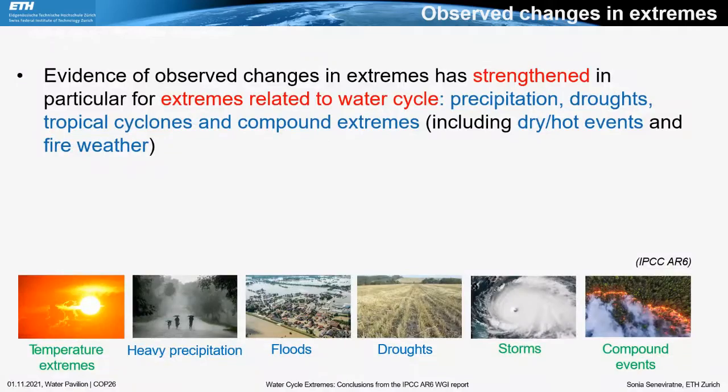So we already have large evidence of observed changes in extremes. The evidence of observed change in extremes has strengthened, in particular for extremes related to the water cycle. This is, for instance, related to precipitation extremes, droughts, tropical cyclones, and compound extremes, which also include dry and hot events, as well as fire weather. You see here pictures of the different extremes that we have been assessing in the report, and as you can see, many of them are related to the water cycle.